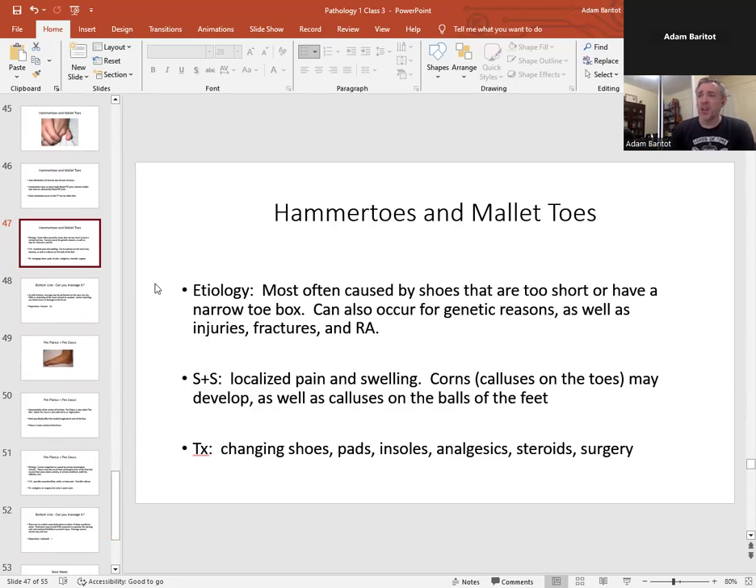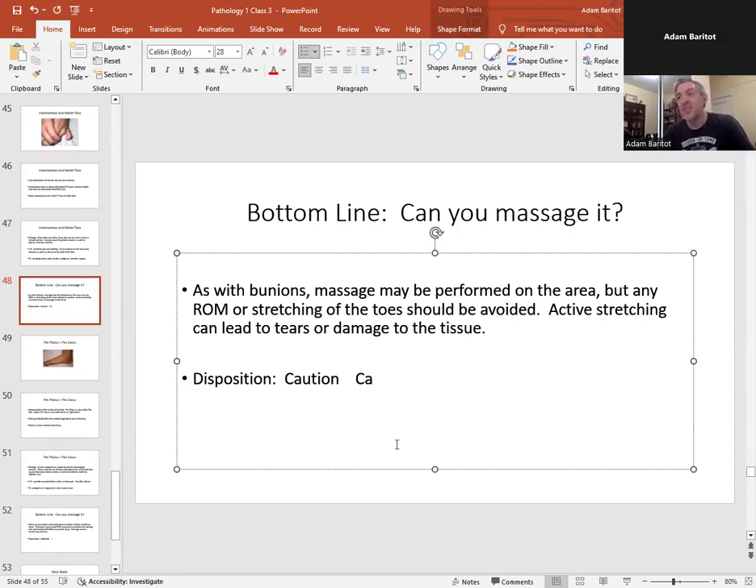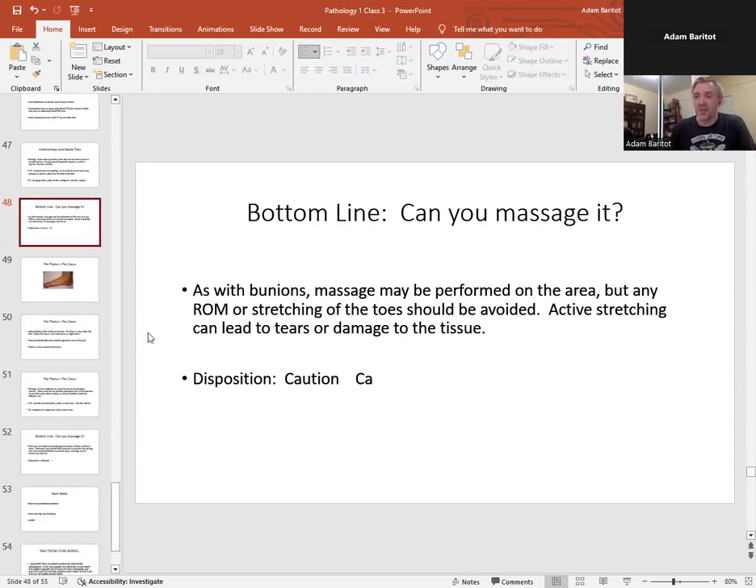Bottom line, can you massage it? Well, what was the disposition for a bunion? That was a caution. As with bunions, massage may be performed, but any range of motion or stretching of the toes should be avoided. Active stretching can lead to tears or damage to the tissue. This is a caution for said reasons.